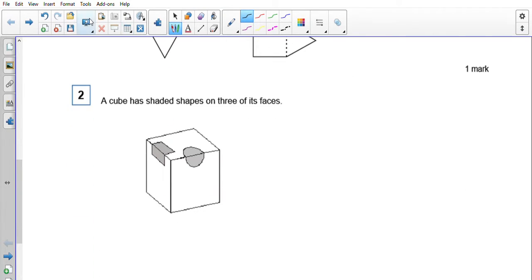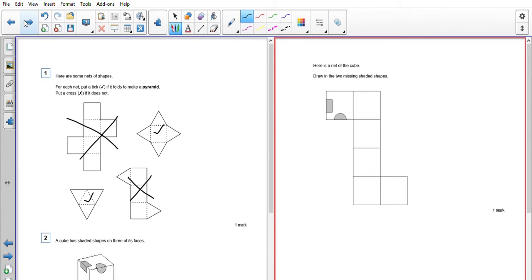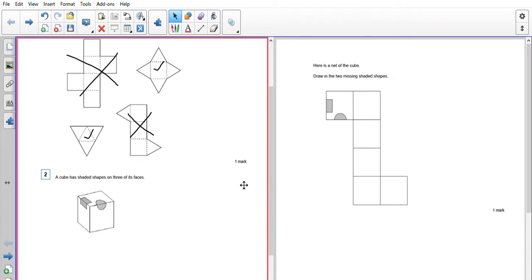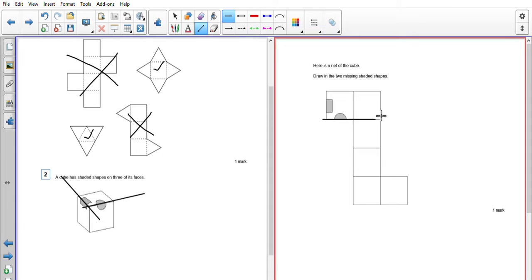Okay, question 2 jumps over onto 2 pages. So let's have a look here. We've got a cube which has 2 shaded shapes on 3 of its faces. Okay, so what we're looking for here is we're looking for 2 edges. We're looking for this edge here where it splits a circle. We're looking for this edge here where it splits that shape. Is it a square? Is it a rectangle? Who knows? Okay, so think about that. Then we can overlay those over here. So I'm looking for those 2 edges where that's going to join.